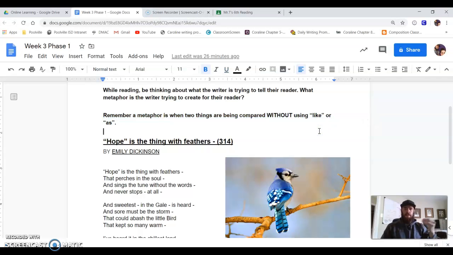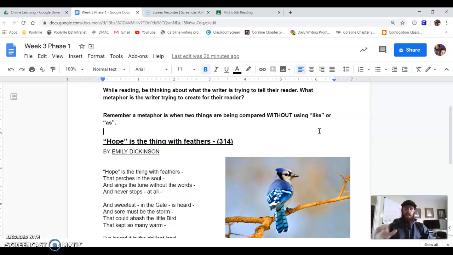So it's when they're comparing two very different things, but not using like or as. So instead of saying, I'm as fat as a whale, I would have to say it a different way to compare myself to the whale without using like or as to create the metaphor.